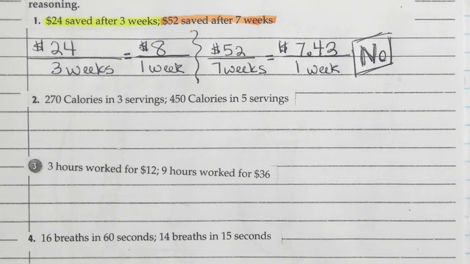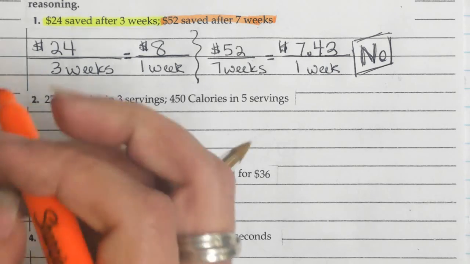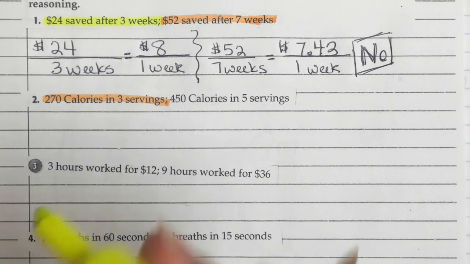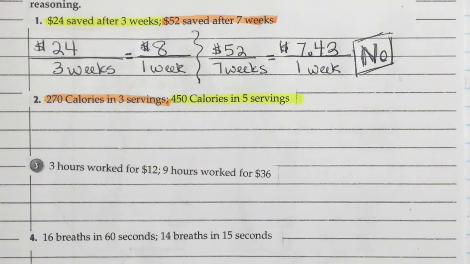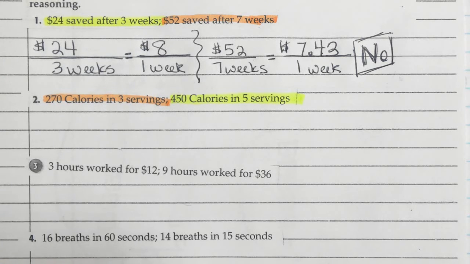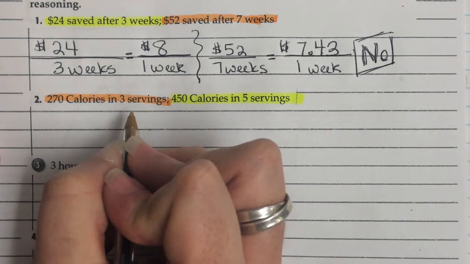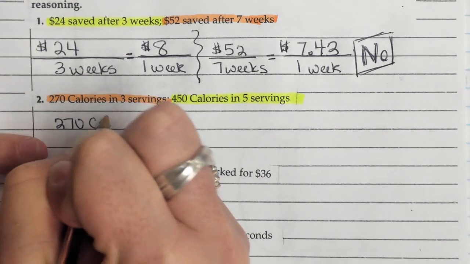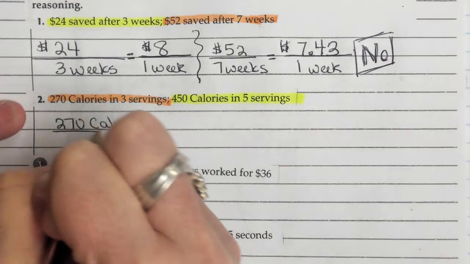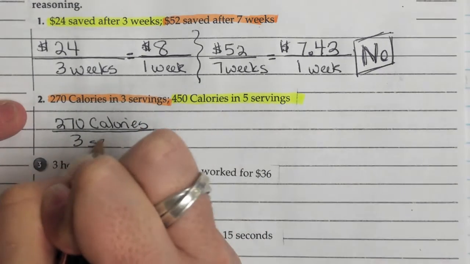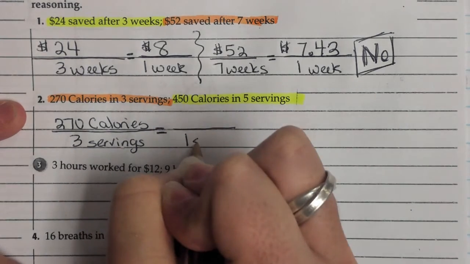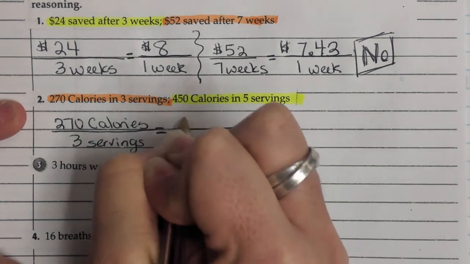You could kind of think of this as being like you pick up one bag of chips and it's 270 calories in 3 servings, but you pick up a different bag and it's 450 calories in 5 servings. Which one has more or less calories per serving? Or are they equal? Okay. Per serving, 1 serving. So, 270 calories. Yes, you have to write out calories. 3 servings. So, how much in 1 serving? 90 calories.